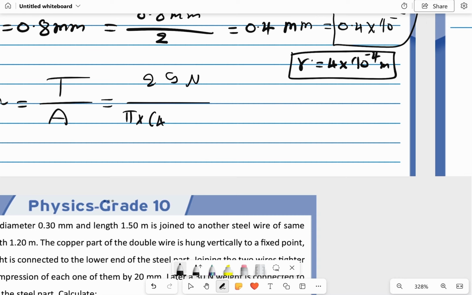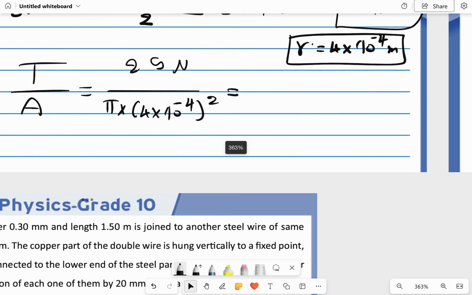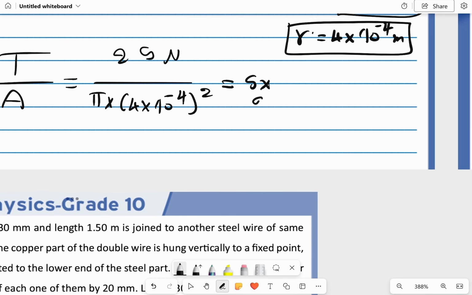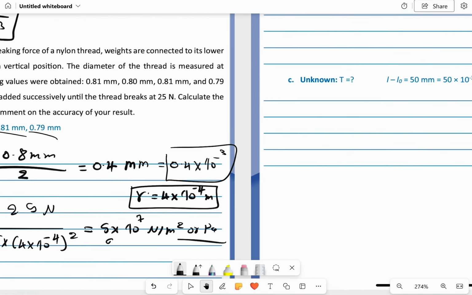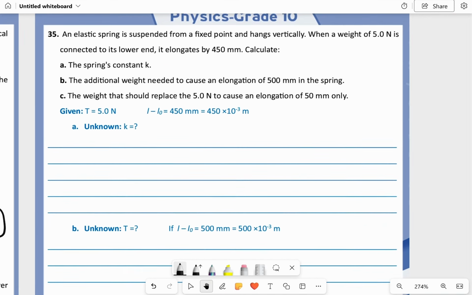Radius is equal to 4 times 10 to the power of minus 4, squared. Then the final result will be 5 times 10 to the power of 7 Newton per meter squared, or Pascal basically. This is how you can find it for each of them. You can do this if you want, but you will get close results. The results are close for each of them.